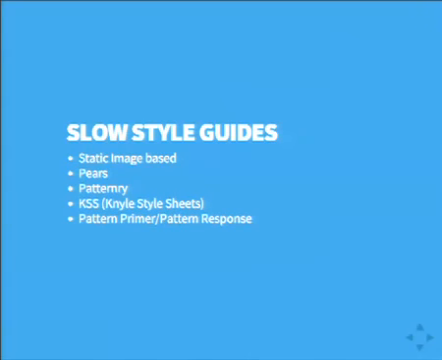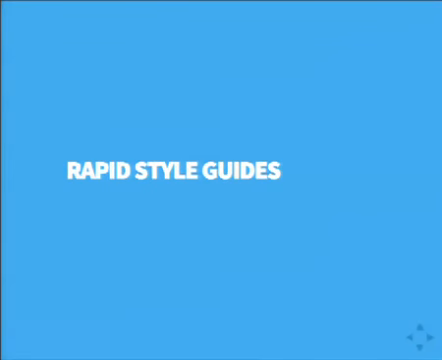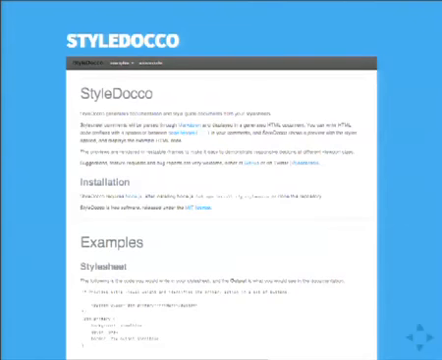But even that was still getting a bit cumbersome because I was creating extra HTML files. So what I came to is I needed to remove as much friction as possible. There were two tools I found that could actually do rapid style guides. The one that came up the most was StyleDocco. I used this for a little bit, and I still think it's a really good tool.